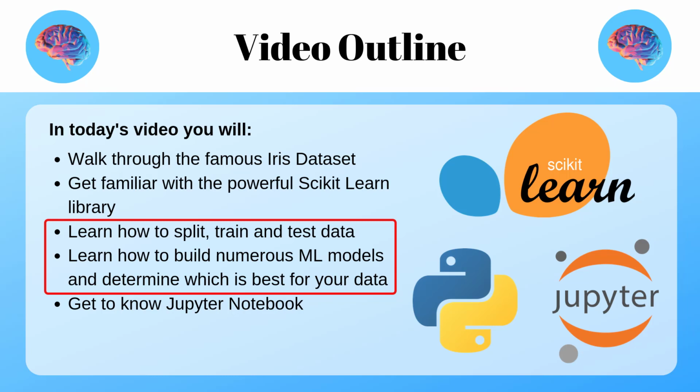Today we're going to go through part 2 of the Iris Dataset, where we're going to finish off the tutorial. Circled in red, we have what we're going to cover in today's video, where we learn how to split, train, and test the data, and then we're going to learn to build numerous ML models and determine which one is best fit for our data. You're also going to go back over a little bit more of Jupyter and getting more familiar with Scikit Learn, but we covered a lot of that in the first video.